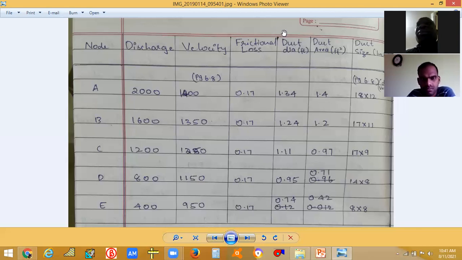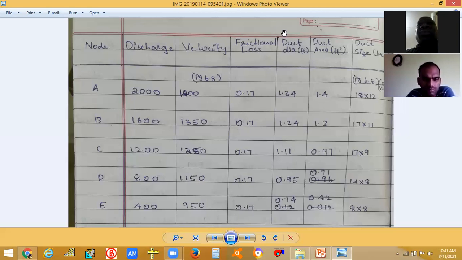What will be the velocity that we will be choosing from here? It is 1400 CFM. Here we have chosen private offices, directors' room, and libraries. We are dealing with the main supply duct, so here we have chosen the velocity as 1400.